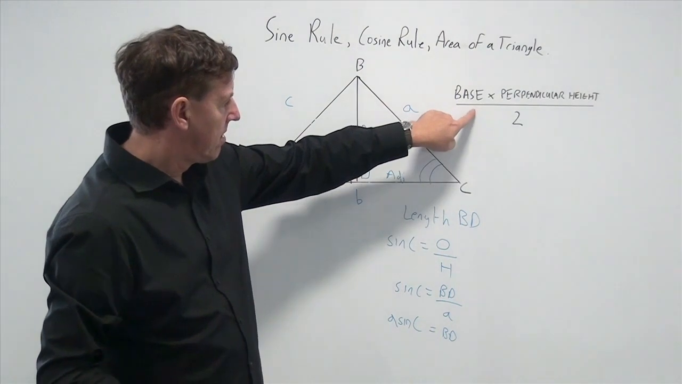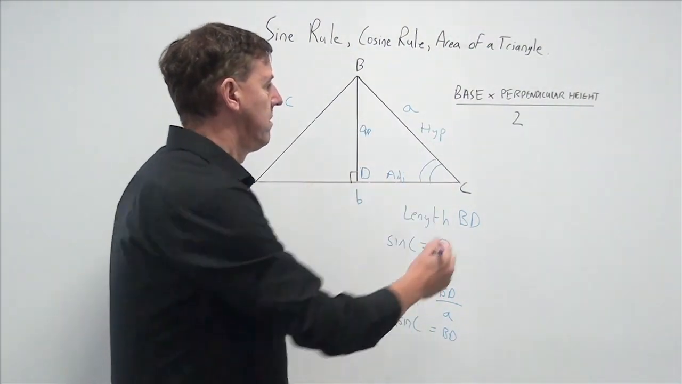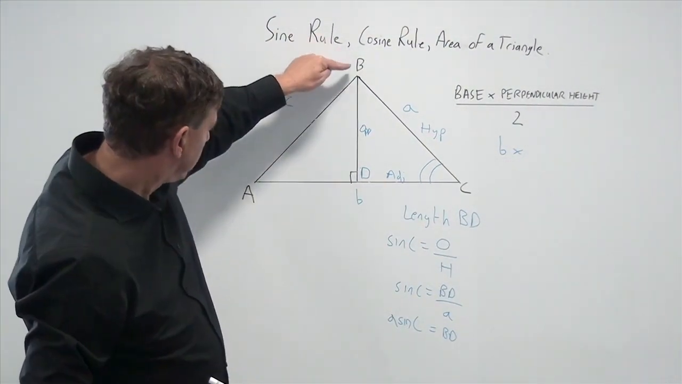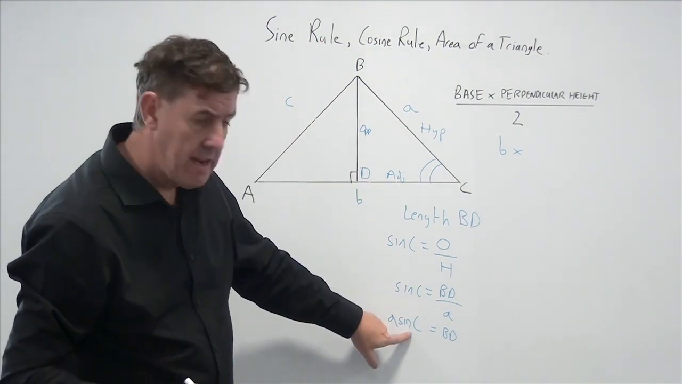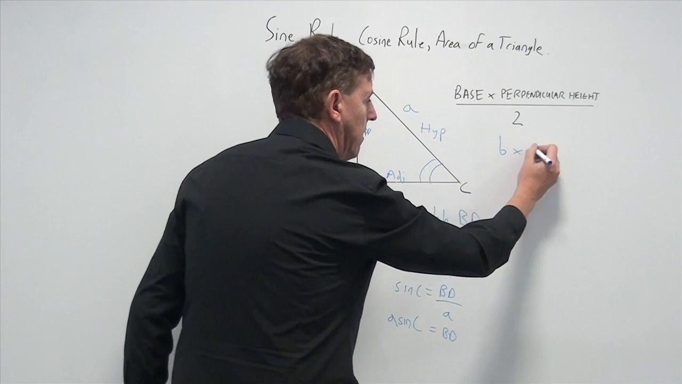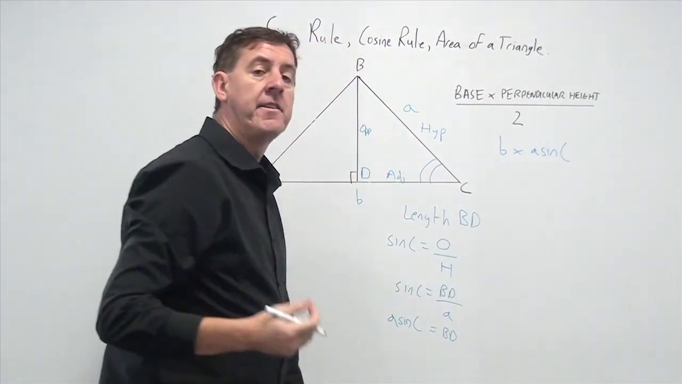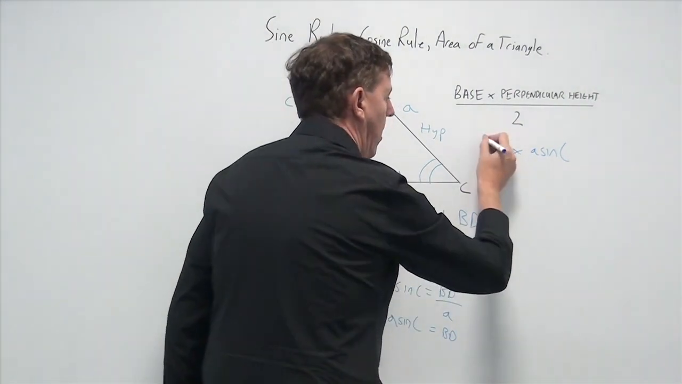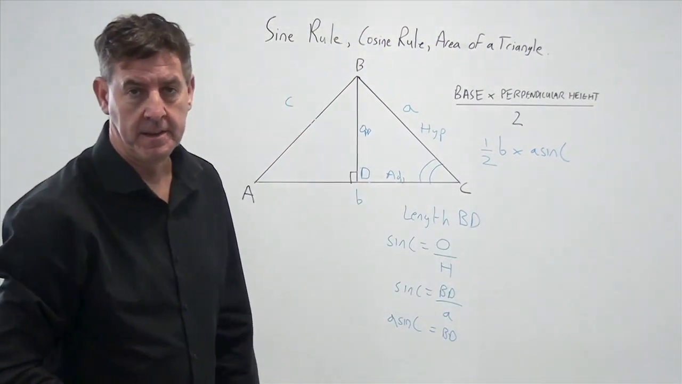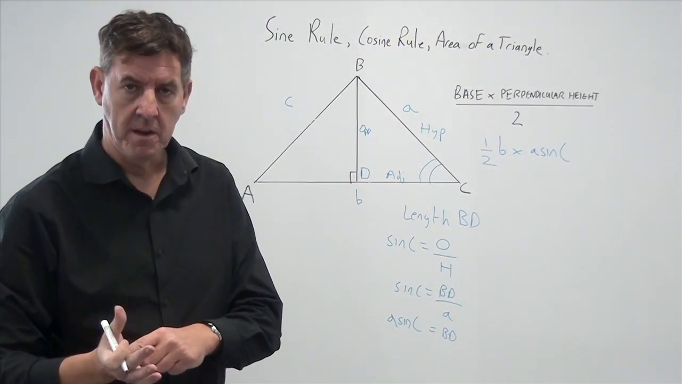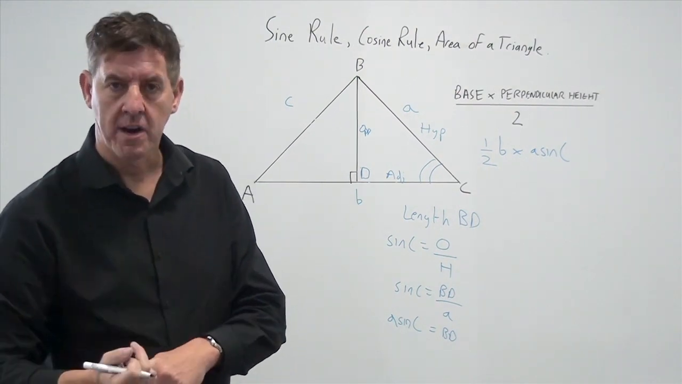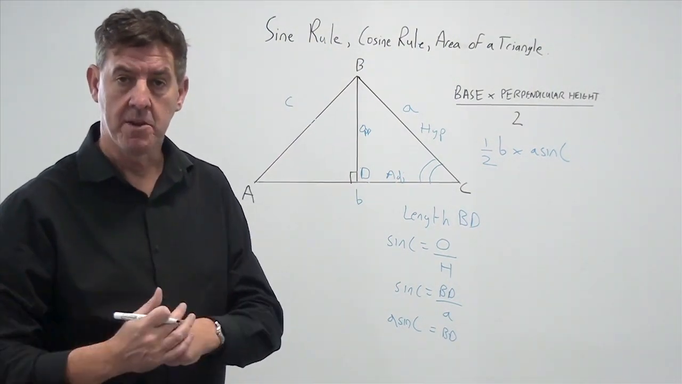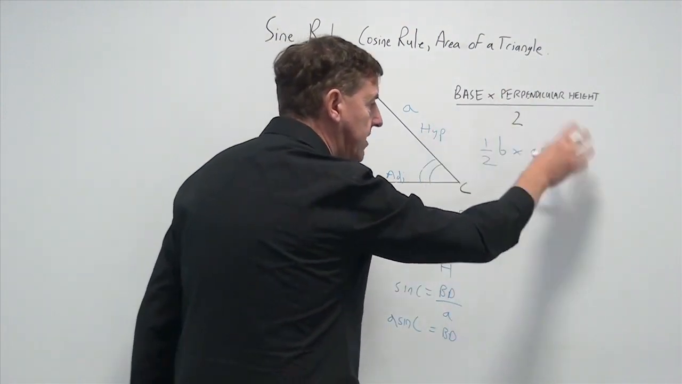Now I can use this formula. The base is B, so B, times the perpendicular height, which was the length of BD. The length of BD is A sine C. And don't forget, we've got to divide that by 2, so I'm taking half of it. So, half of that answer. What you've got there is a formula to calculate the area of a triangle when you haven't physically got that length. You don't need the perpendicular height because the formula includes it in it.